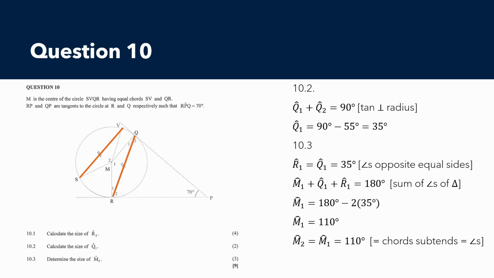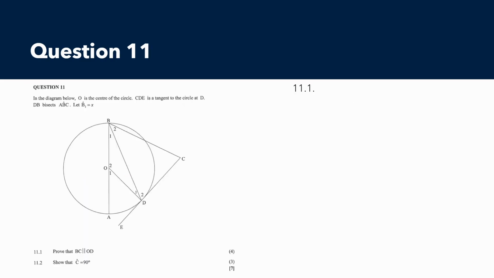And angle M2 is equal to angle M1 and they're both 110 degrees. My reason is that equal chords subtend equal angles at the center of the circle. That is a theorem. Moving on to question 11.